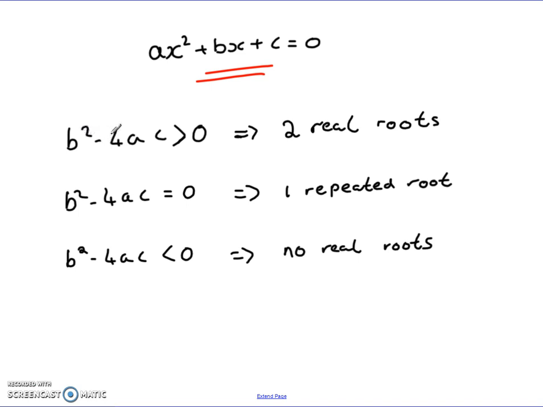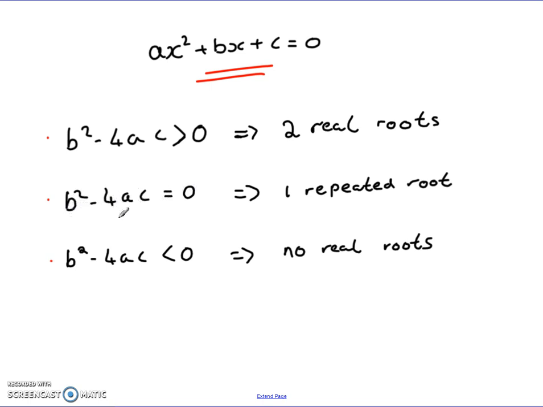So when we calculate b squared minus 4ac, there's three possible scenarios that could occur. First scenario is the value of b squared minus 4ac is bigger than 0. What that means is we're taking the square root of a positive value, and because we're adding and subtracting to get two different answers, we're going to end up with two real roots for the equation.